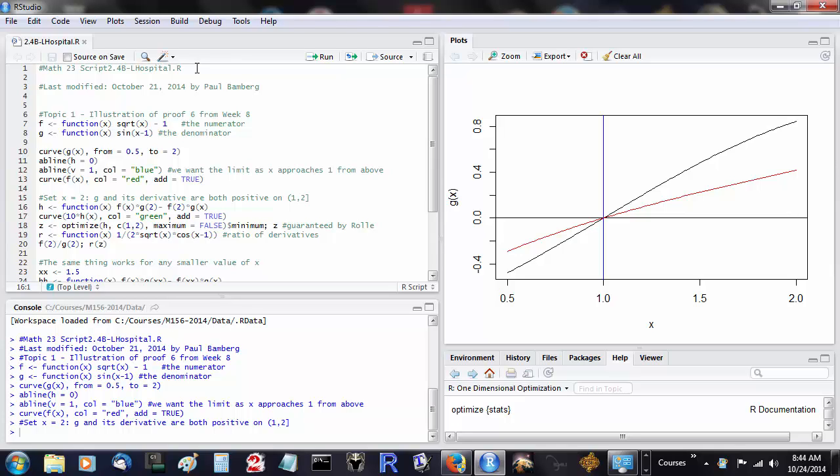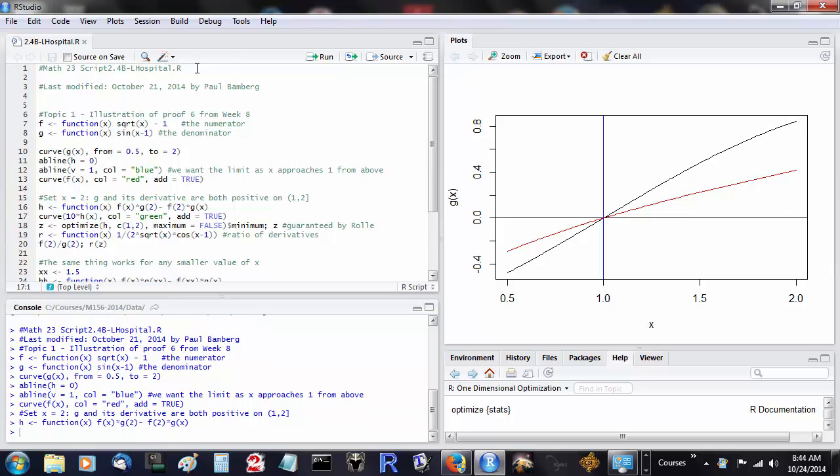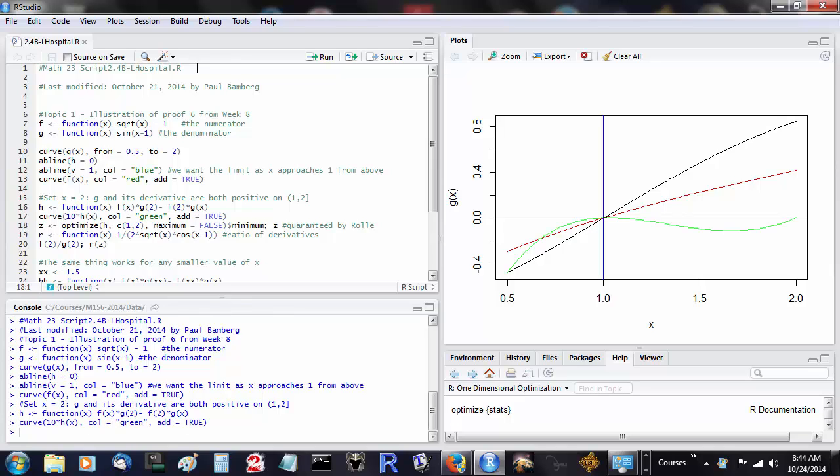Let's invent a new function h, this is the clever part of the proof, which is f of x times g evaluated at 2 minus f evaluated at 2 times g of x. The choice of 2 is arbitrary. I can use smaller values of x later on in place of 2. But this gives us a function that we can graph and look at. I'm going to multiply this by 10 so that it's easy to see the behavior of the function h. There it is.